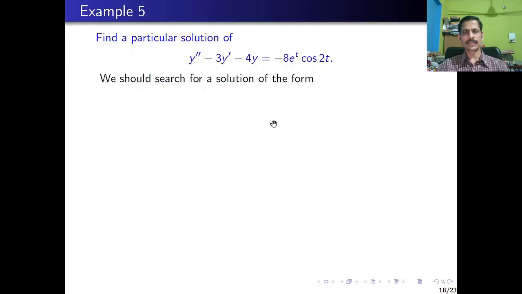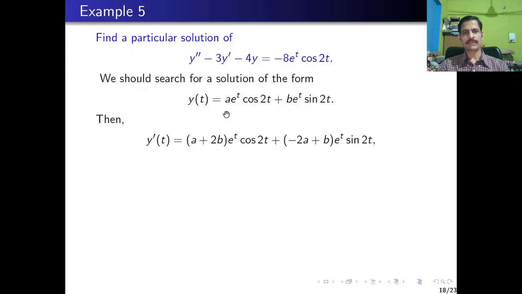Note that, as before, if in Rt a constant multiple of e raised to alpha t cos beta t appears, then the candidate of particular solution will be a linear combination of e raised to alpha t cos beta t and e raised to alpha t sin beta t. So in this case, the candidate for particular solution is yt is equal to a e raised to t cos 2t plus b e raised to t sin 2t.